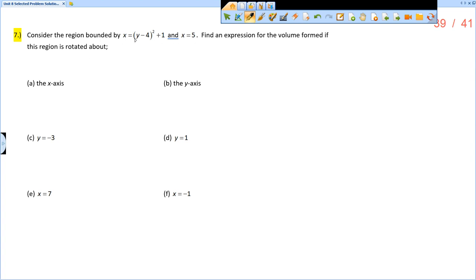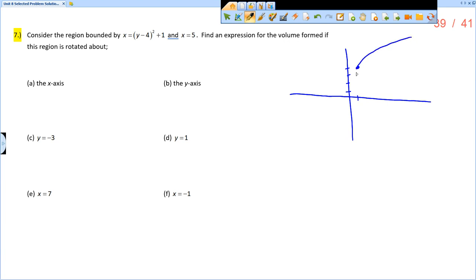First of all, we need to understand that this x equals (y minus 4) squared plus 1 is a parabola that is facing to the right. Now, what's the deal here? Well, it has been shifted up 4 and to the right 1. So if I do that, I go up 4 and to the right 1. So I have this, and it is facing to the right.